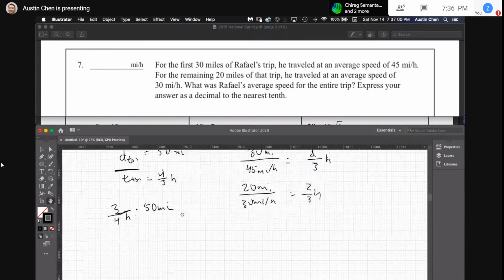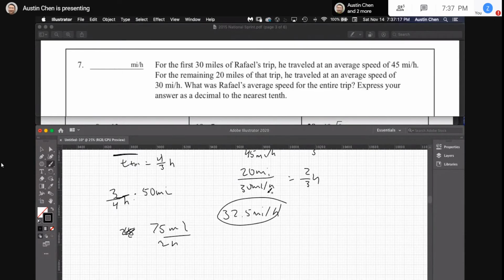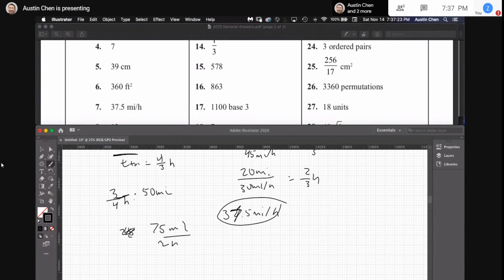And we want our answer to the nearest tenth, and we can see that this doesn't fully simplify, right? So we're gonna have 75 miles over 2 hours. We just want it to the nearest tenth. So it's gonna be 32.5 miles per hour. This is a pretty simple problem. Oh, whoops. Actually, I messed up there. This should be 37.5.